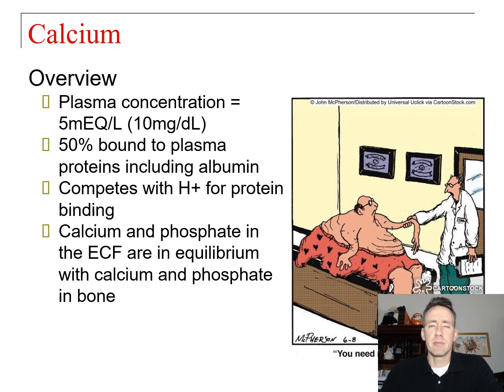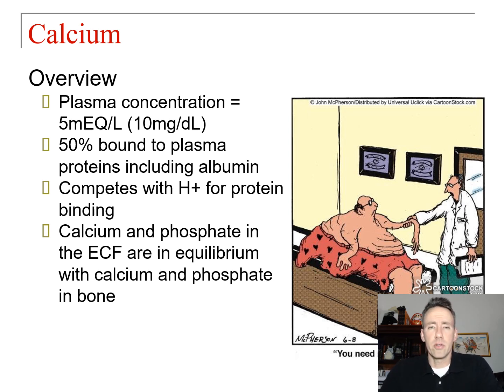First off, in the plasma, the concentration of free ionic calcium is typically on the order of about 5 milliequivalents per liter, or sometimes you'll see it written in the clinical labs as 10 milligrams per deciliter. So that would be our normal concentration. Now, about 50% of the calcium is actually bound to proteins, like albumin, for example.